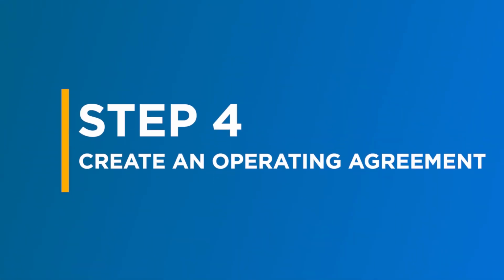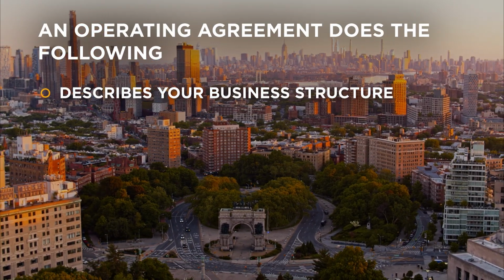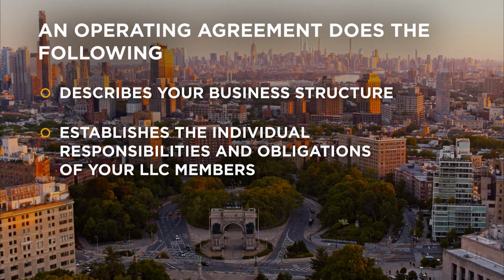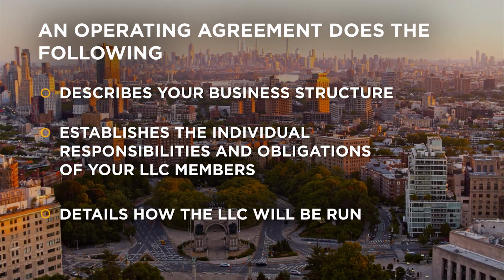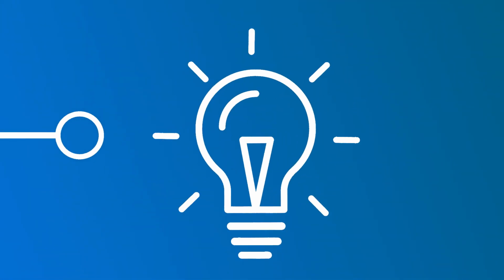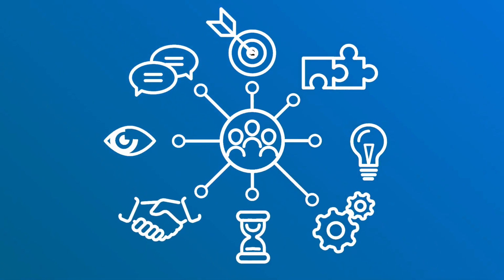Next is to create an operating agreement. An operating agreement will describe your business structure, establish the individual responsibilities and obligations of the LLC members, and detail how your LLC will be run. Although Connecticut doesn't require one, an operating agreement clarifies the specific duties of its members, which may help your LLC avoid significant legal and operational difficulties.